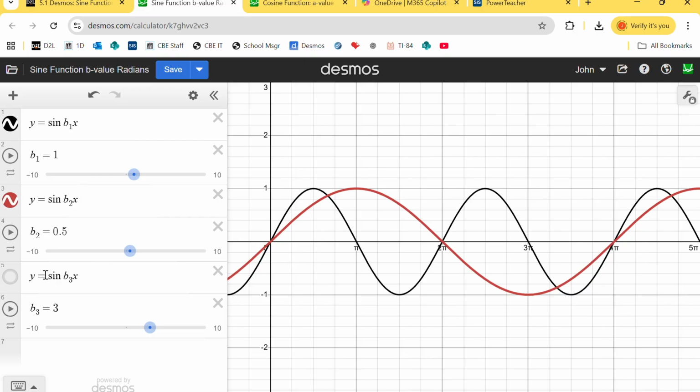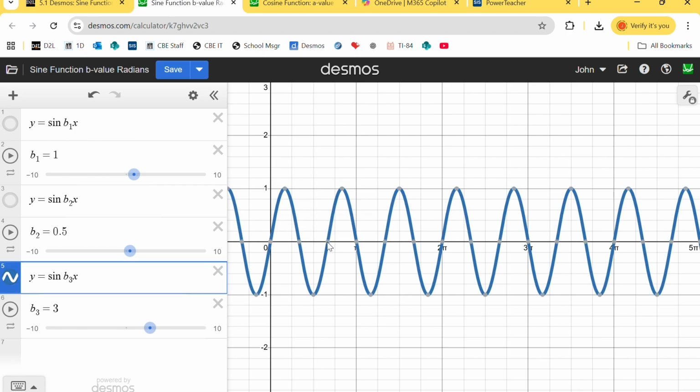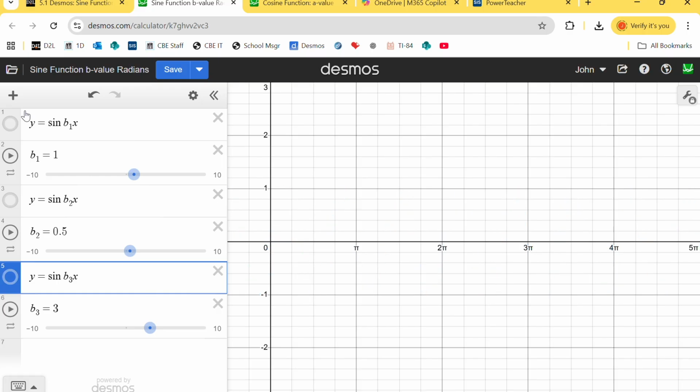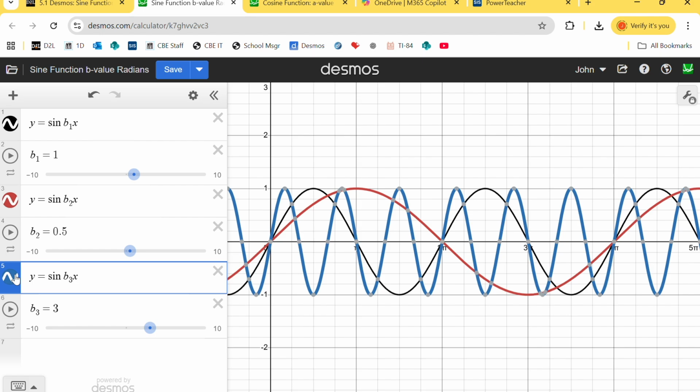So if I turn this on, 2 pi over 3, let's turn all this off so it doesn't look as messy. There we go. That's a period of 2 pi over 3. If I start from 0, 0, and just look at the x value, I go pi over 3, and then there's my 2 pi over 3 for a b value of 3. Okay, so let's turn on all of that. That's the original function, sine of 1/2 x, and sine of 3x.